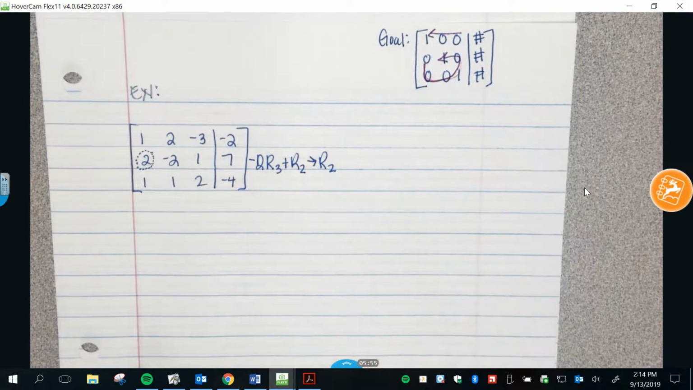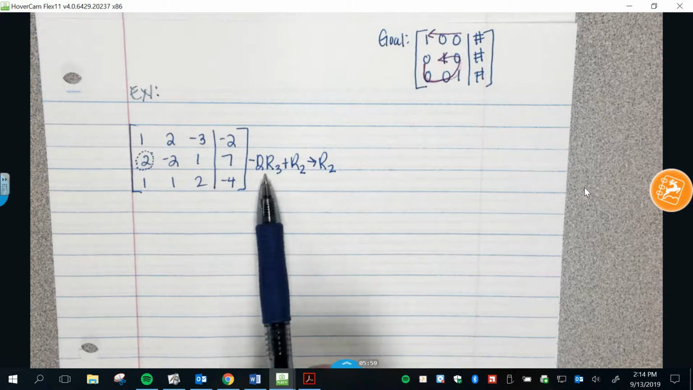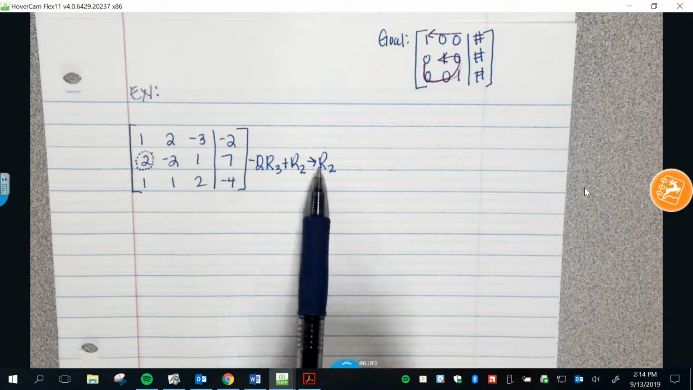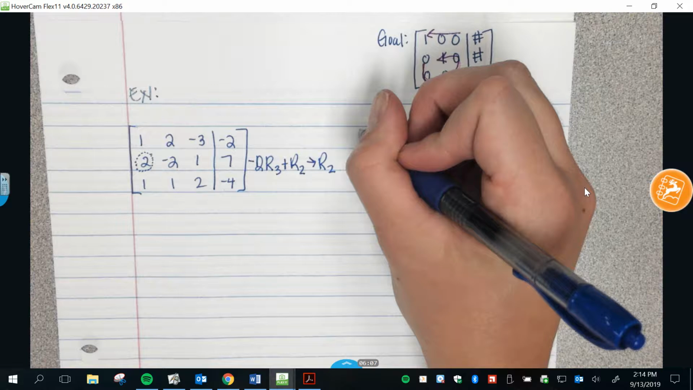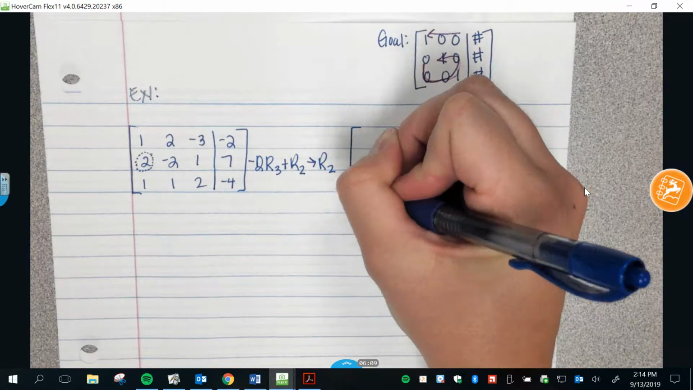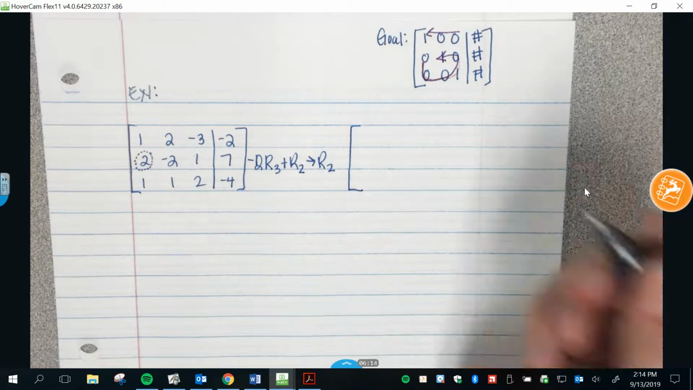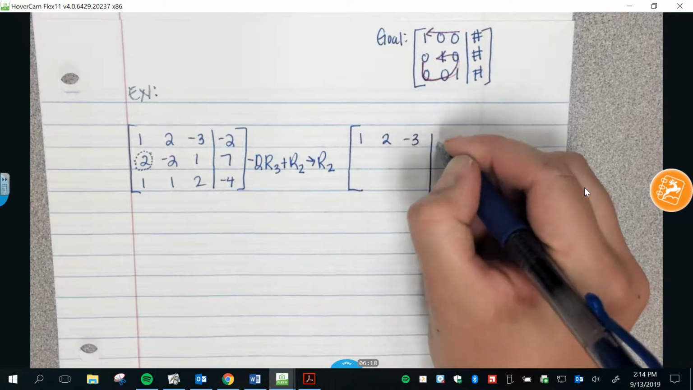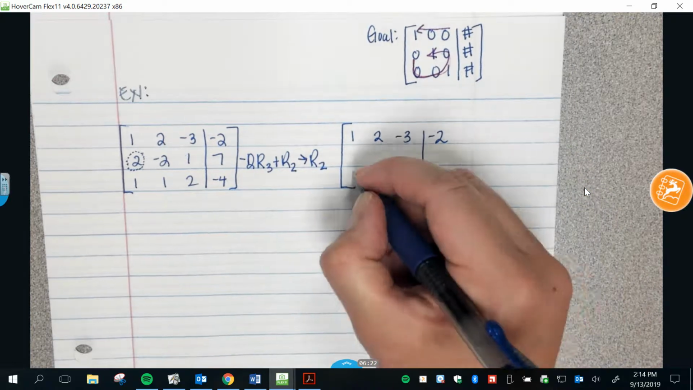Now, this is just personal preference: I write my row command on the same line which I am replacing. I am replacing row 2, so I'm writing it on row 2. Now I write my new matrix, and I am not changing row 1, so I'm going to leave row 1 the same and just rewrite it. And I'm not changing row 3, so I'm just going to rewrite that.